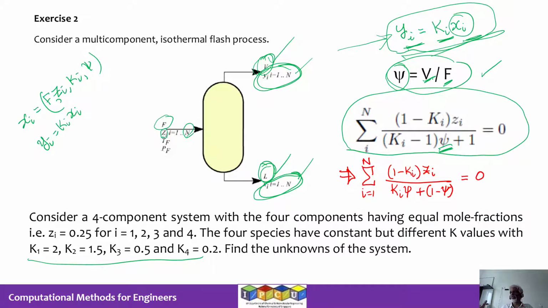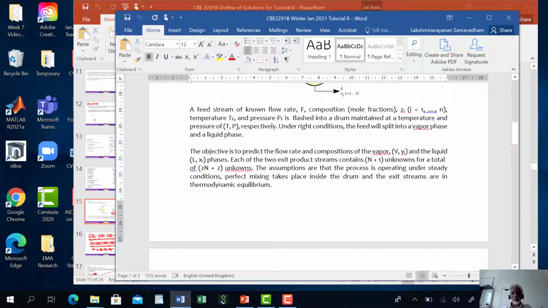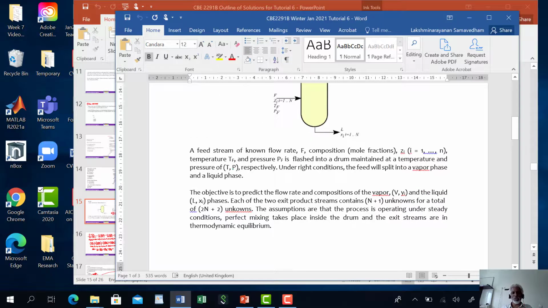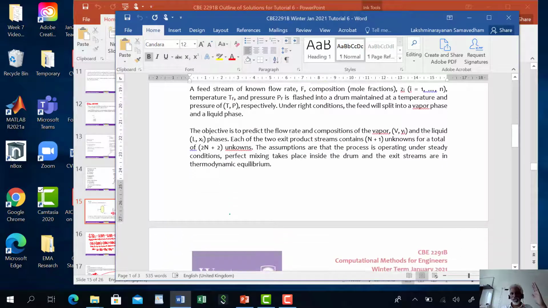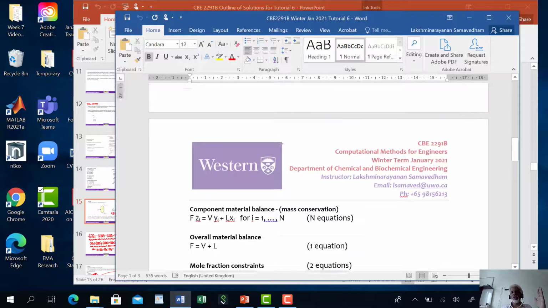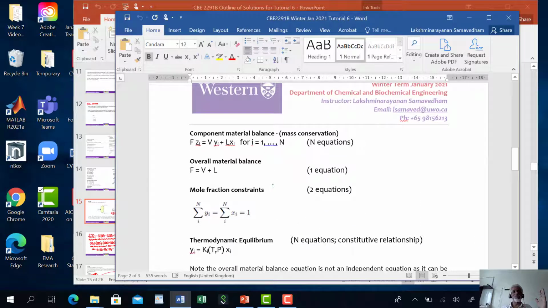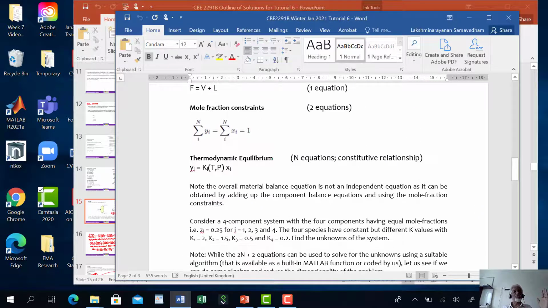And the simultaneous approach is often what is used in simulators like Aspen, HYSYS, etc. I just want to point out that the description is given in the question. Please look at the tutorial 6 question. So that is the exact flow-through of what I've just said, right? Writing mass balances, writing the mole fraction constraints, right?